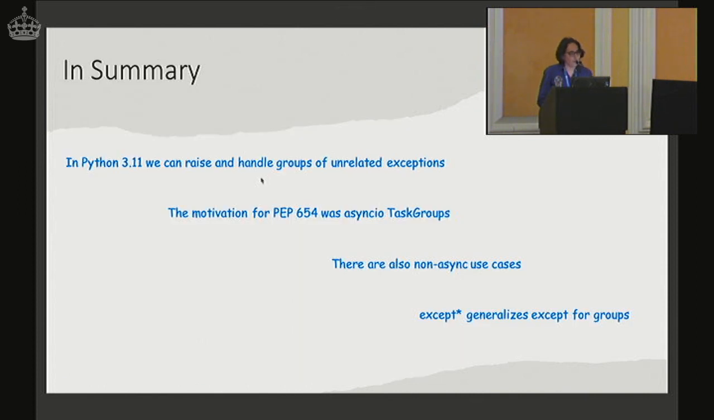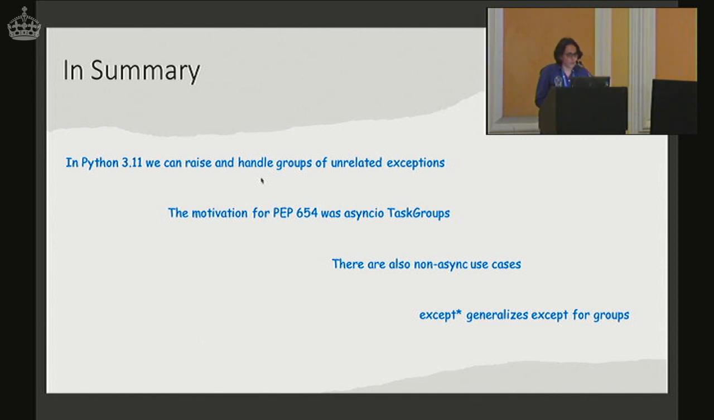So to summarize, we have features in Python 3.11 coming next month that let you raise and handle groups of unrelated exceptions. The motivation was asyncio task groups, but we also have non-async use cases. There's a bit of a misconception that exception groups are an asyncio feature. They're not. They were motivated by asyncio features, but they are applicable more broadly. And I know from a member of the steering council that this was important for them when they accepted this feature, that it's not just for some edge case in asyncio.